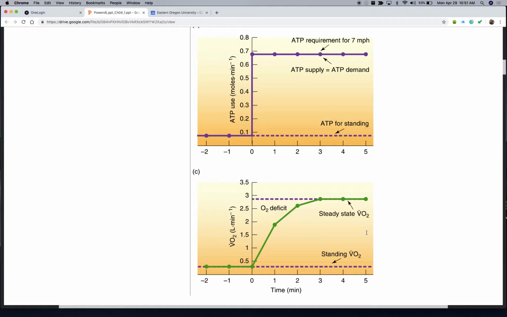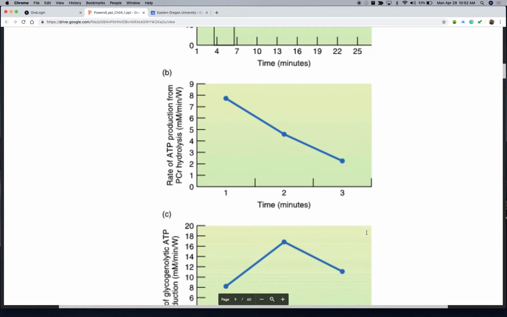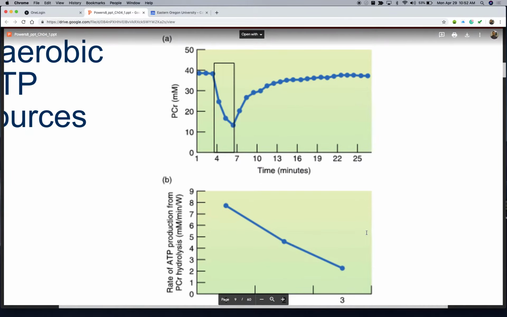So if you just have to do one max lift, you don't really care how much oxygen debt you incur. But if you have to do max efforts over and over and over again, you better have an efficient system for repaying that oxygen debt in a really quick way so you can continue to put forth those efforts. So oxygen debt is this really interesting sort of requirement.